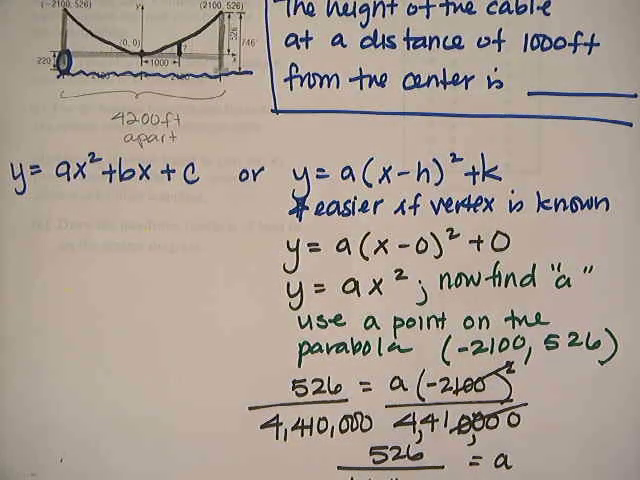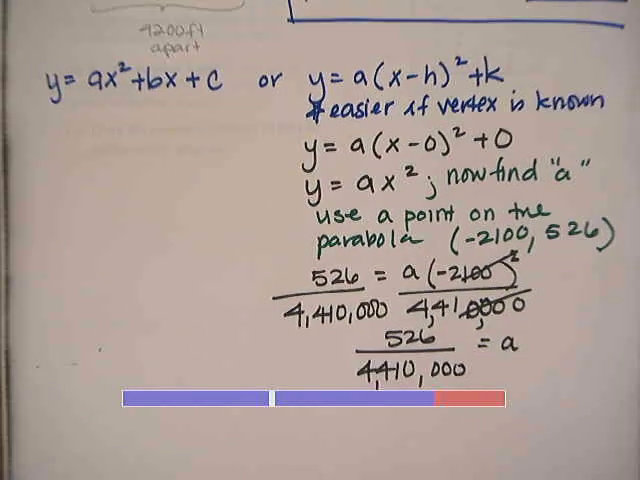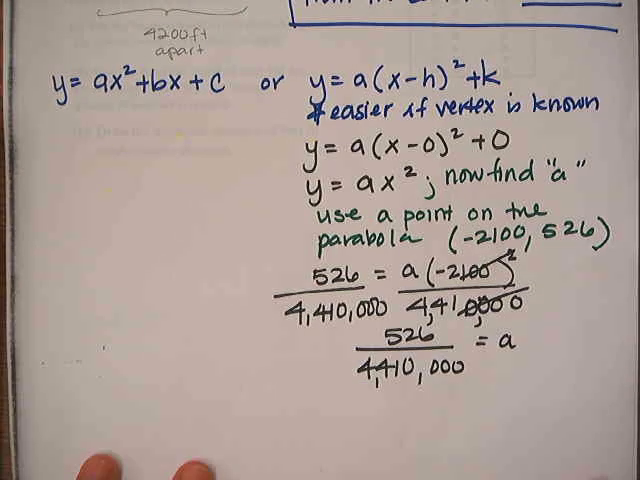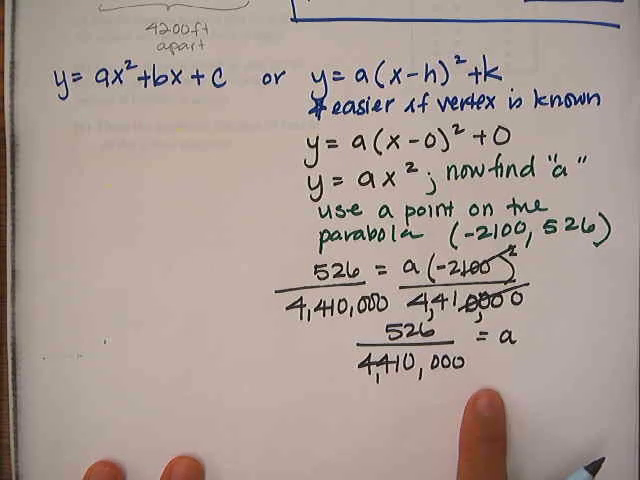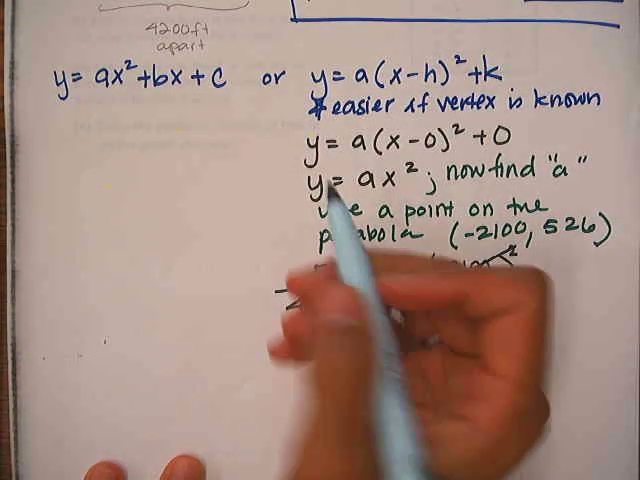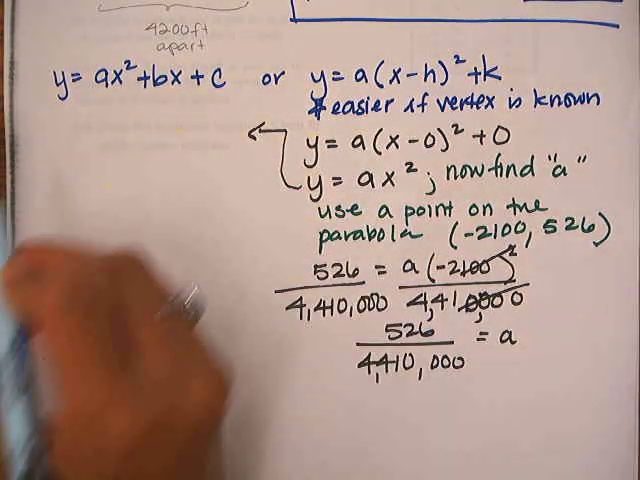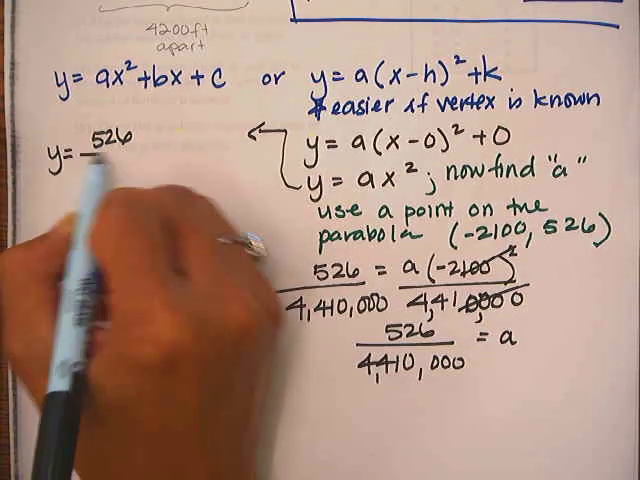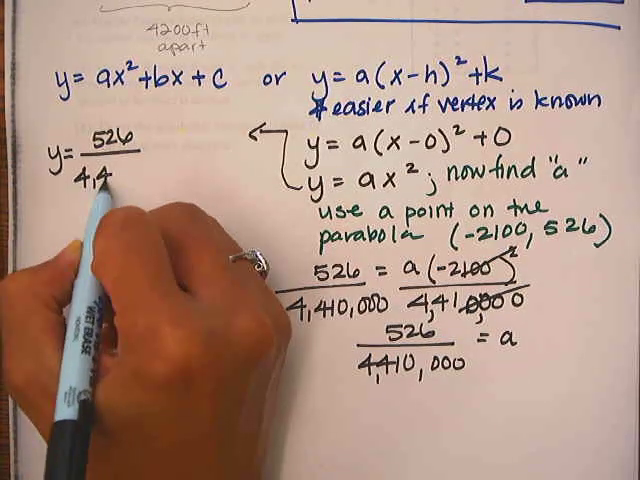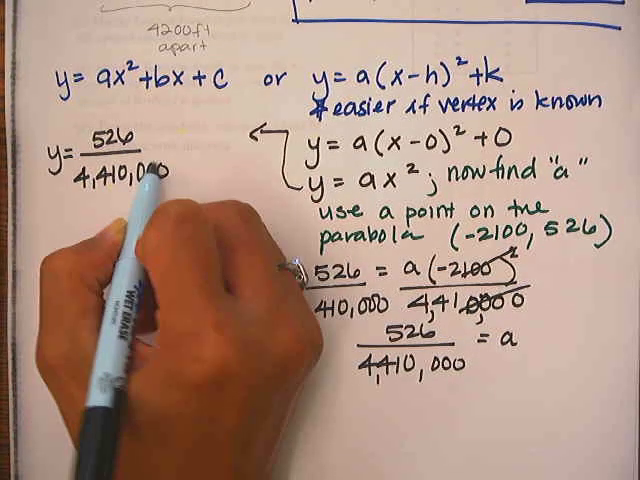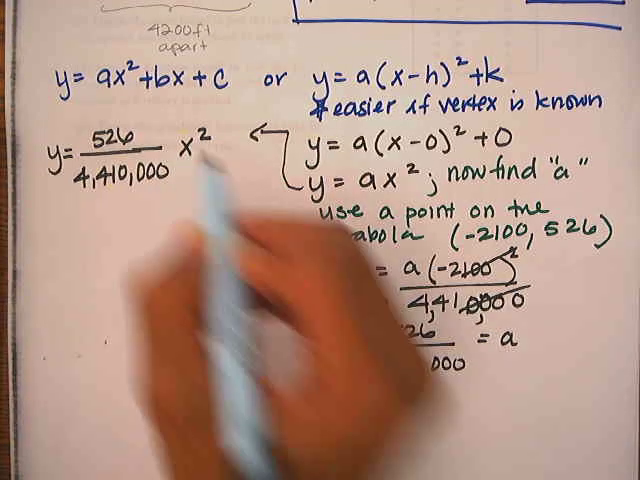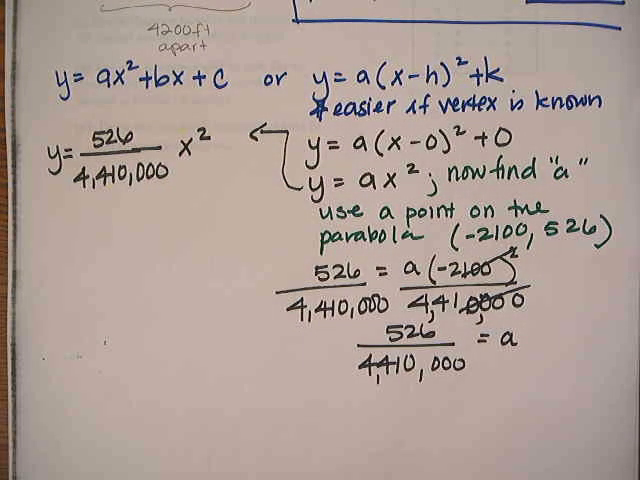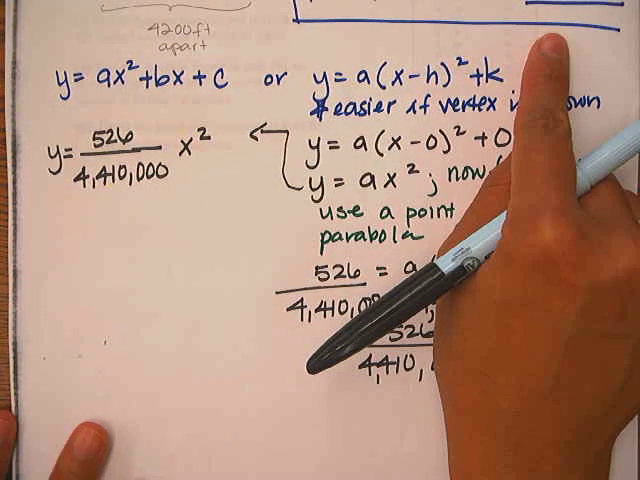Okay. Moving on up so we can see. And on out. There. So we have a. Let's put it back. Okay. So my equation of a parabola is going to be y equals 526 divided by 4,410,000 x squared. That is just to find the equation. We haven't really answered any question yet, right?